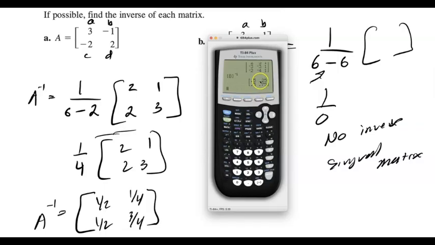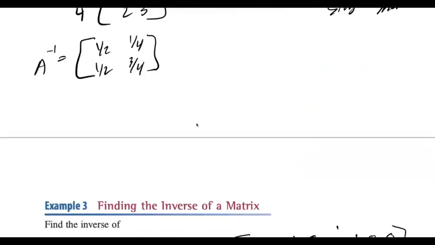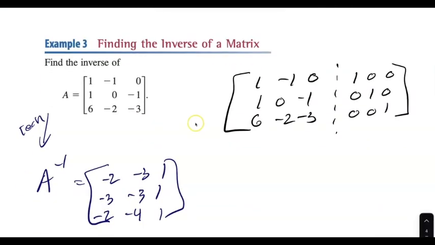Now, that's not a bad decimal. Sometimes you get much worse decimals. How do you make that a fraction? You press math, fractions, number 1, press enter. It'll make it a fraction for you. It's usually a lot easier to see. Okay, that's how you find the inverse of a matrix that's higher than 2 by 2. You do this if you want to do it properly, or use a calculator.